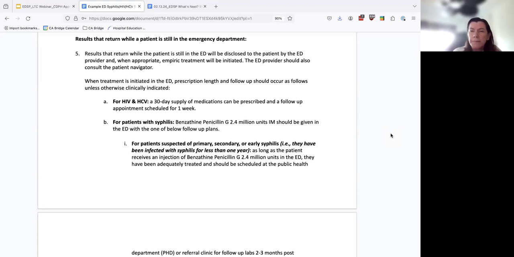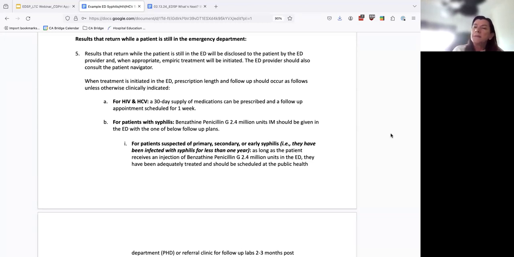And these are the steps that you want to have in your standard operating procedure so that there's a plan for either situation. So when the patient's still in the emergency department, then typically those results are disclosed by the ED provider. And when appropriate, based on their clinical assessment, empiric treatment can be initiated right there in the emergency department.